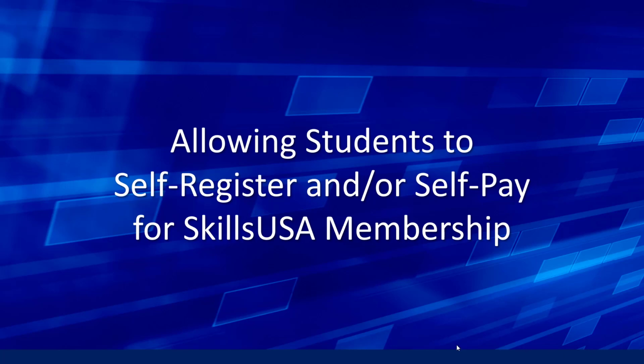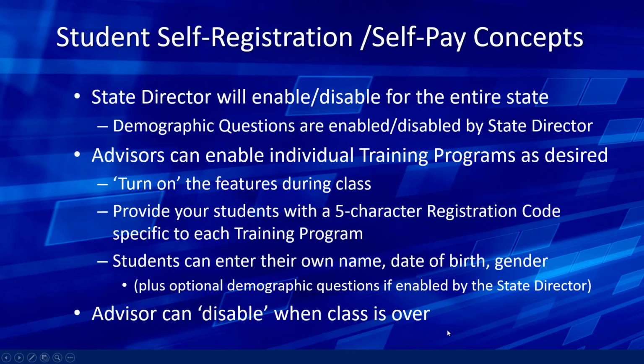This brief video will walk through the new features on the website to allow students to self-register and/or self-pay for their Skills USA membership. This feature has been released recently and has several different options. The state director controls these options, and they will enable or disable the self-registration and self-payment options for the entire state. And they will also configure or enable the demographic questions that are available, including race, gender, things like that.